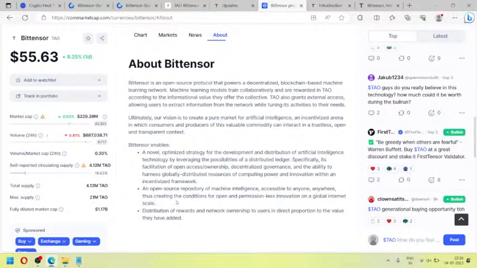An open source repository of machine learning accessible to anyone, anywhere. This creates the conditions for open and permissionless innovation on a global internet scale.